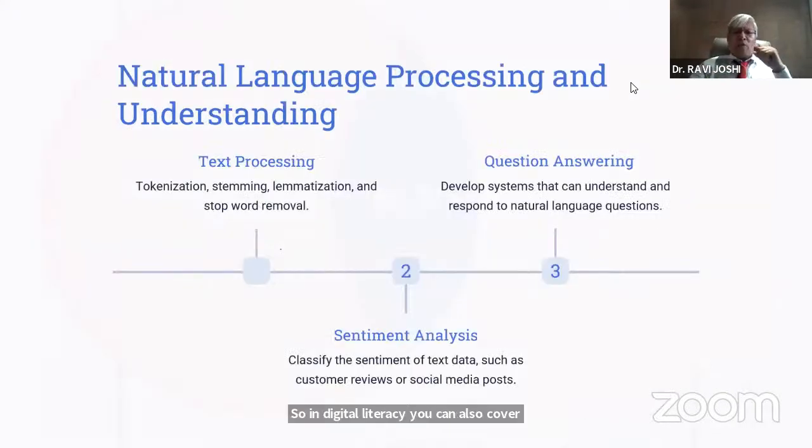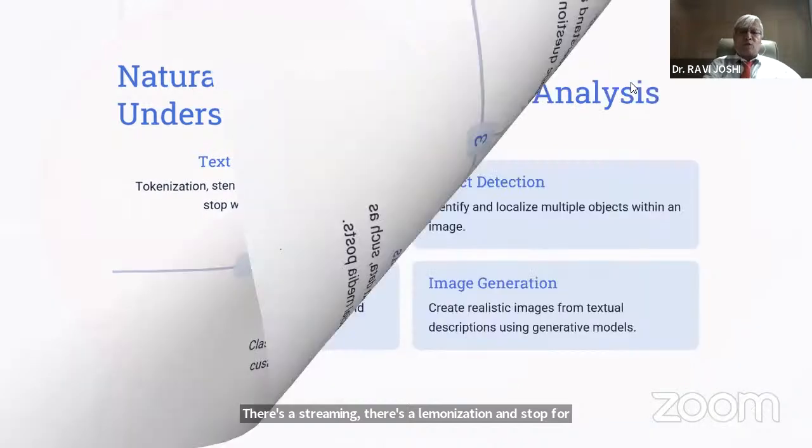When we go for natural language processing and understanding, text processing, how the texts are processed, how sentiment analysis is done, how the data is collected, how customer reviews and social media posts are taken, and how questions are answered. You have to know natural language processing, because when you go to any website or any CRM, this type of text processing is happening. There is tokenization, stemming, lemmatization, and stop word removal. This is how we can develop, and this must be known to our students.